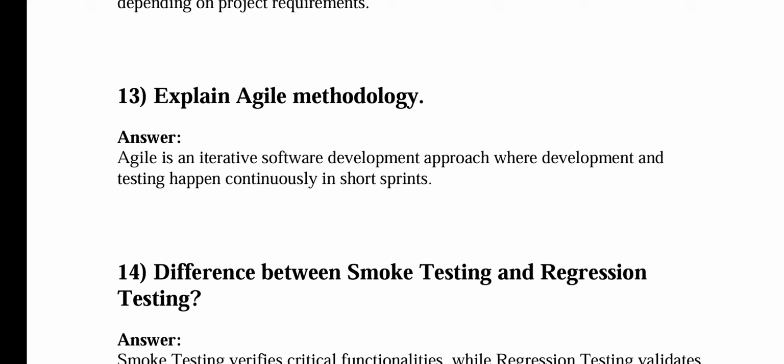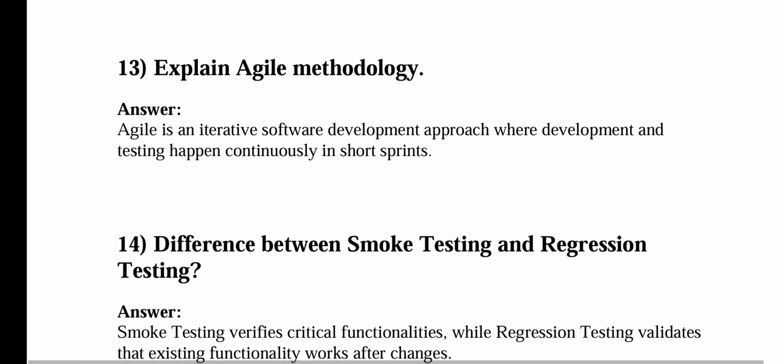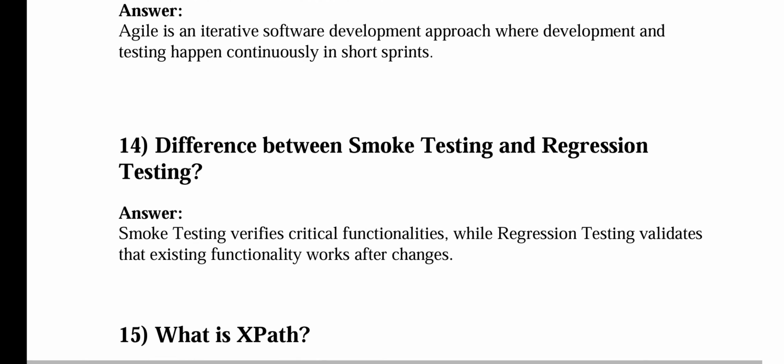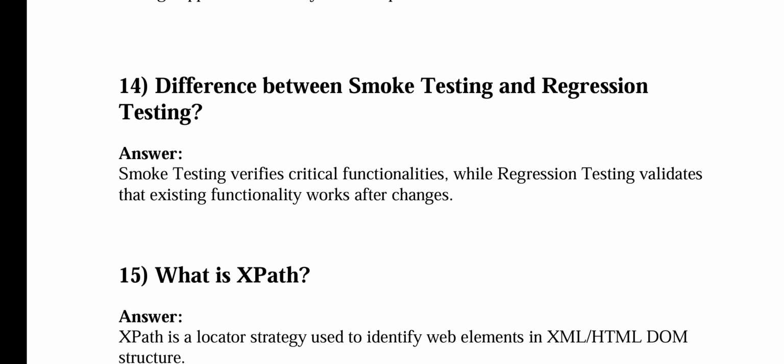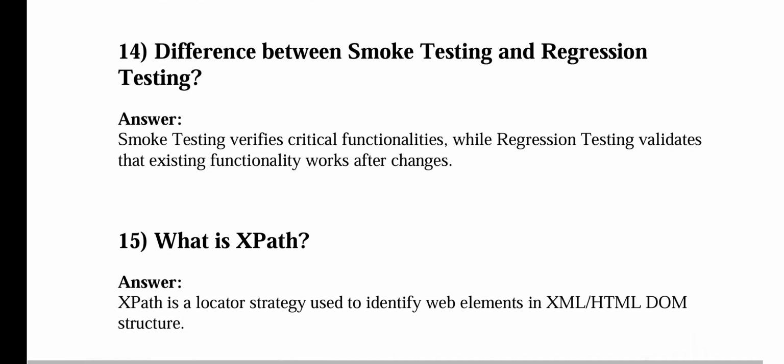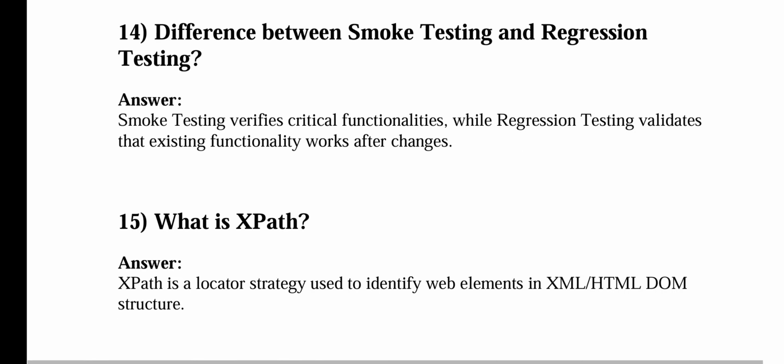development approach where development and testing happen continuously in shorter sprints. Okay, if they ask the disadvantages, you can tell we have improper or lack of documentation, and the cost is more for agile. Okay, the next question is on the difference between smoke testing and regression testing. Smoke testing verifies critical functionalities, whereas regression testing validates that the existing functionality works after the changes.